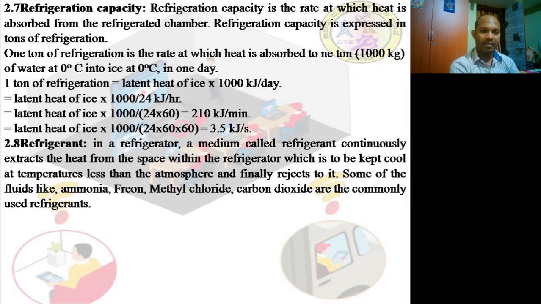Then what do you mean by refrigerant? In a refrigeration system, a medium called refrigerant continuously extracts heat from the space within the refrigerator, which is to be kept cool at temperatures less than the atmosphere, and finally rejects it. Some of the fluids are ammonia, freons, hydrofluorocarbons. Actually we are not using CFCs, because they are harmful to the ozone layer. So methyl chloride and carbon dioxide are the commonly used refrigerants.